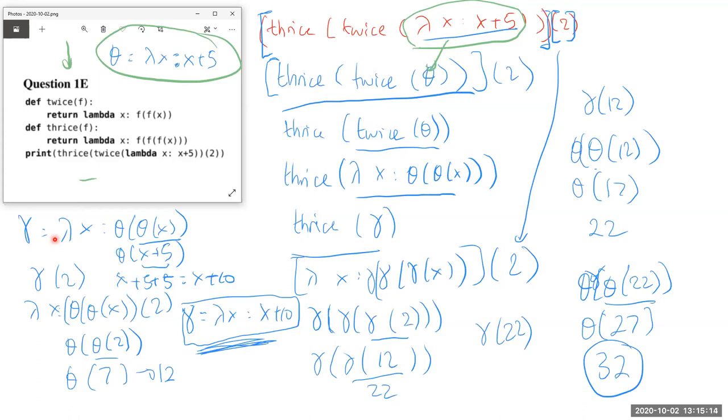In this case, you can see that at every iteration of theta, gamma, there's plus 10. Because it's plus 10 and you do it 3 times, you know 10 times 3 is 30, so 2 plus 30 is 32. There's not really a fast way. If you can see the pattern, then you can answer it immediately. I'm so sorry to disappoint, but there's no fast way to do it.